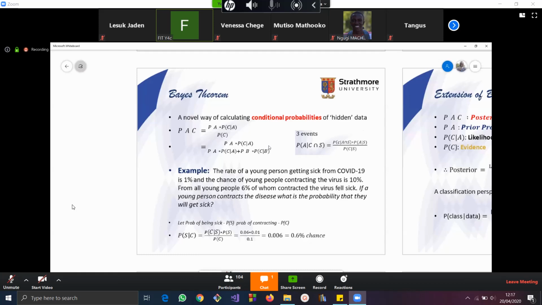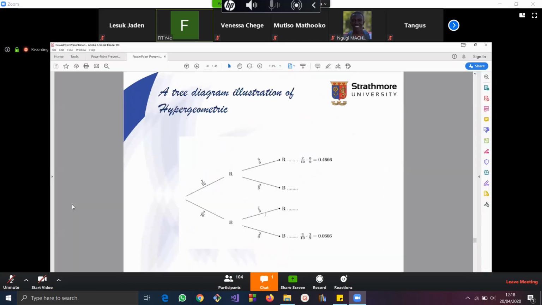So what is Bayes' theorem? Because we will have Bayes statistics and actually Bayes machine learning or Bayesian models. So Bayes' theorem is a method of calculating conditional probabilities of hidden data. And I'm going to explain and illustrate. Because my board is not showing this clearly, let me also open the PDF down here.